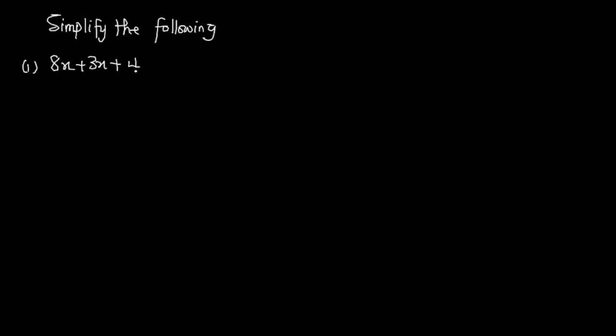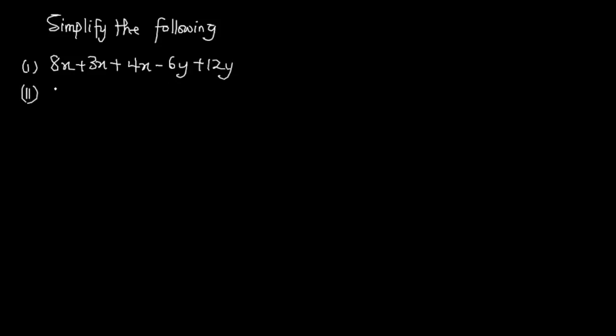Okay, so let's go ahead and simplify the following expression. So we have to simplify the following. So we have 8x plus 3x plus 4x minus 6y plus 12y. That is our first expression.